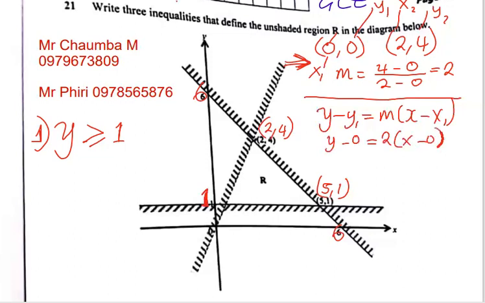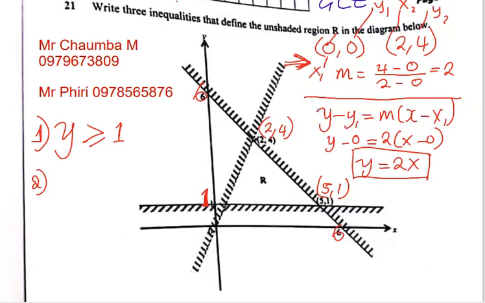x1 again is 0. So y is equal to 2x. That's what we're going to end up with. But what we have written here is an equation. What we want is an inequality.